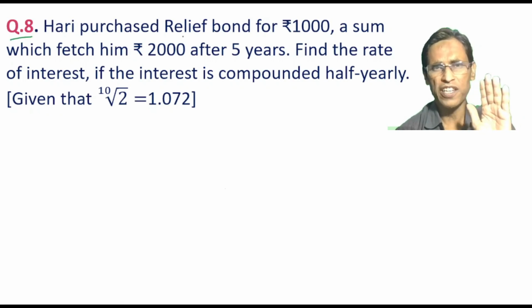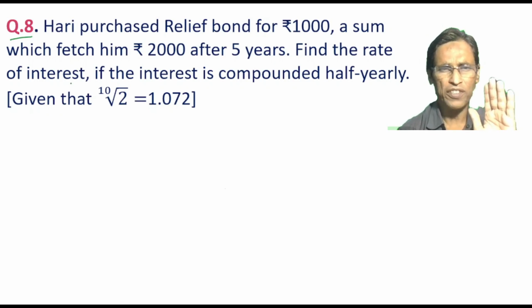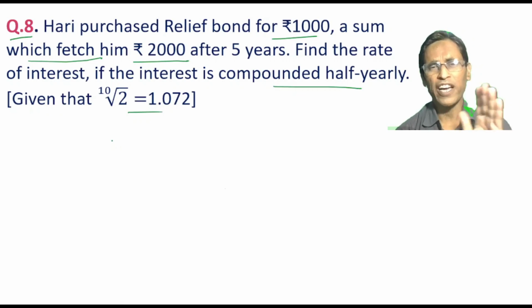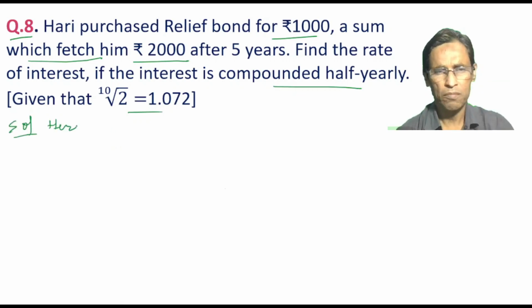Hari purchased relief bond for rupees 1000, a sum which fetched him rupees 2000 after 5 years. Find the rate of interest if the interest is compounded half yearly. Given that 10th root of 2 is equal to 1.072. So now we will proceed with the help of the information.